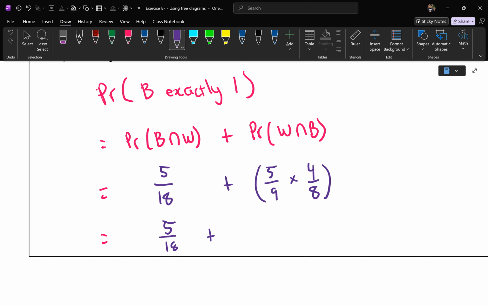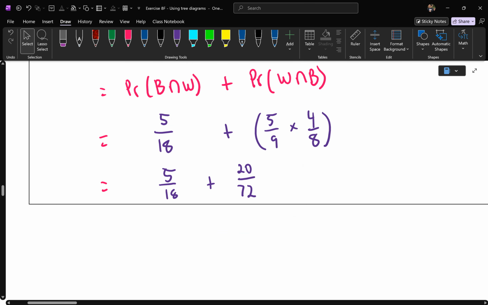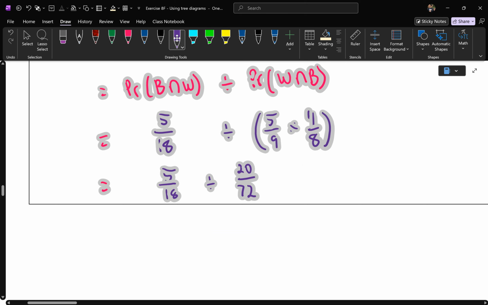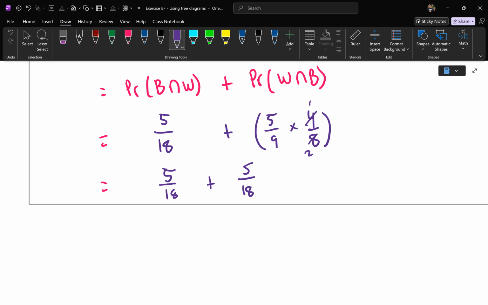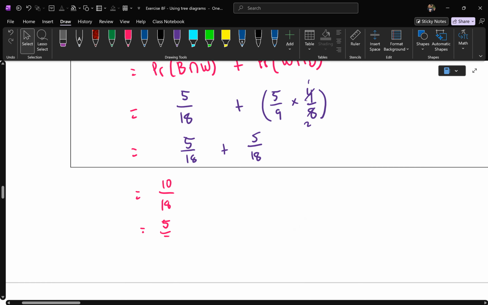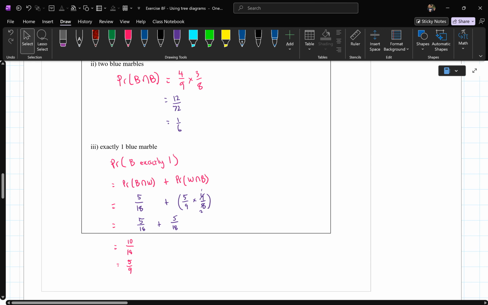Nothing there. So 5 times 4, 20/72. That's nasty. Can I simplify anything? Oh, I could have simplified the 4 and the 8, actually. Half. Whoops. 5/18. And that gives you 10/18. 10/18 is the same thing as 5/9. So you got 5/9 of a chance of getting 1 blue marble. Exactly 1 blue marble.